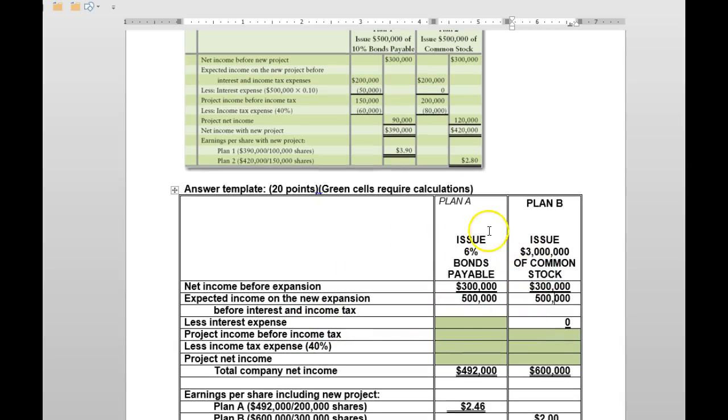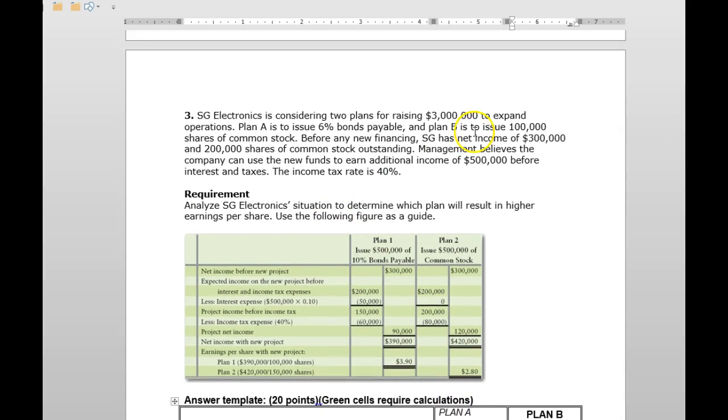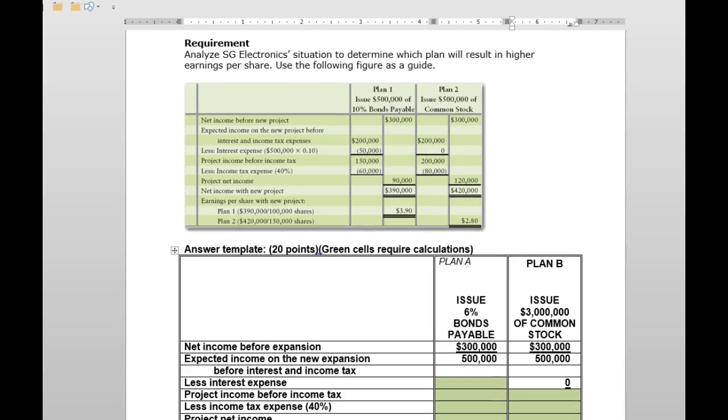Here's if we issue common stock. Here's if we issue bonds. I've given you check numbers here, so you know if you're headed in the right direction. Obviously, with a bond, you're going to have interest expense. That's $3 million, and what are we having to pay? So $3 million times 6% is how much interest expense? That's going to have to go right here, and that will be deducted, right? Then that will give you your project income before taxes.